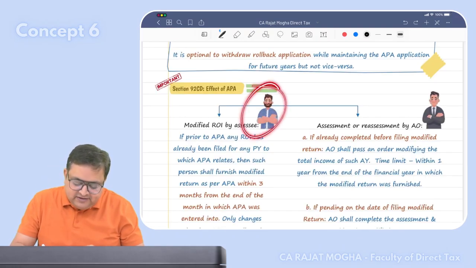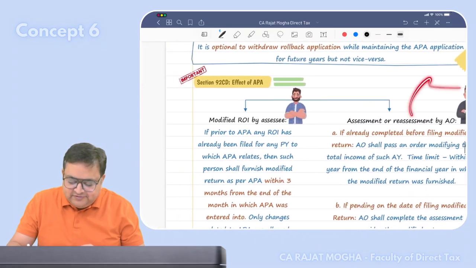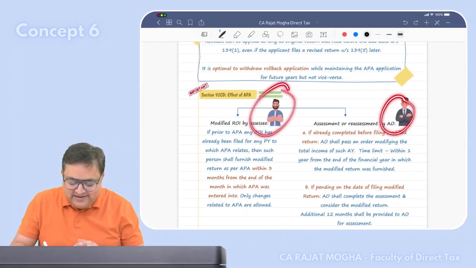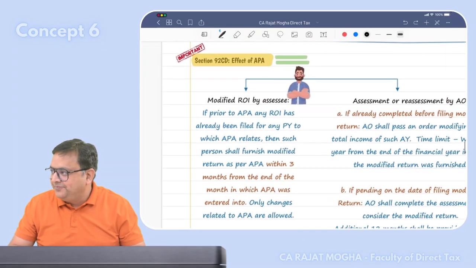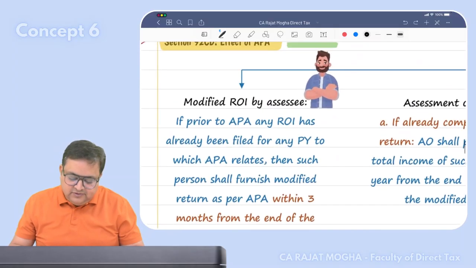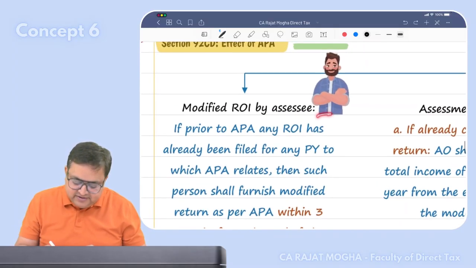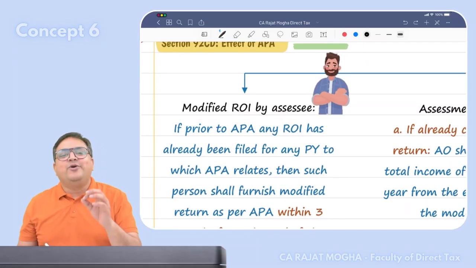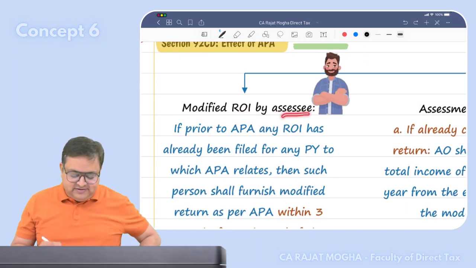Simple. So what will the assessee do? What will the assessing officer do? I'll discuss, but let us understand one by one. What will the assessee do? Easy. So such a smart assessee, what will he do? He will file a modified return, modified ROI by the assessee.